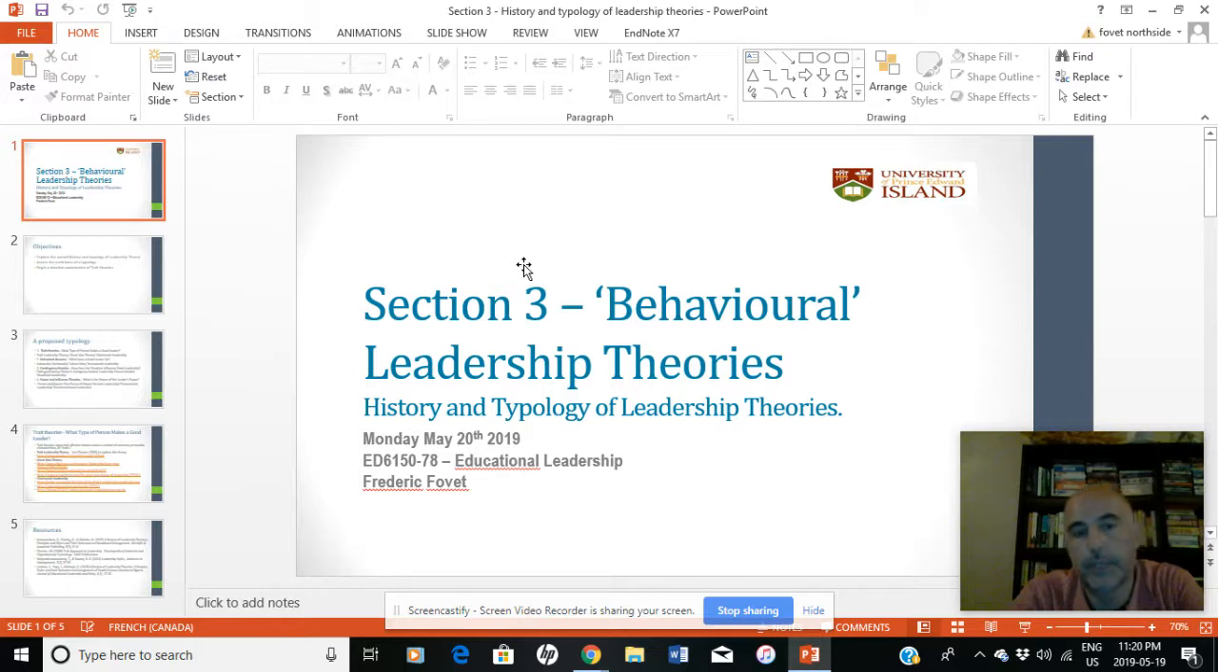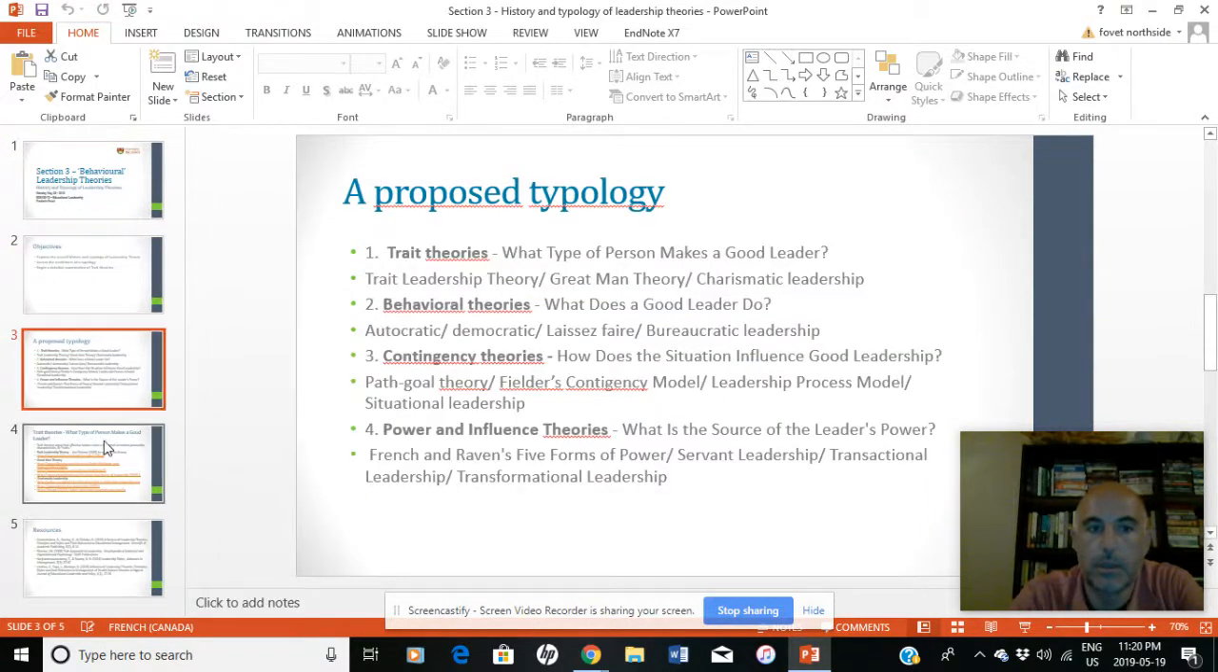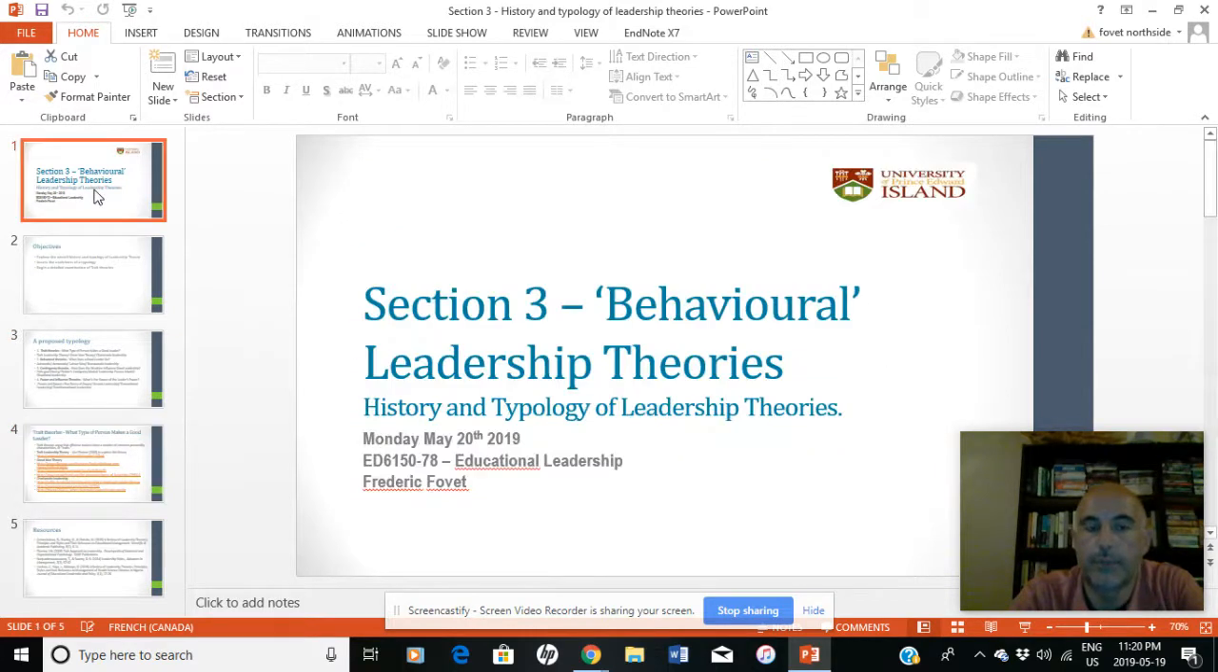What I'm trying to do today is really just give you an overview and orientate you through the structure of these 3 classes that we're having, where we're going to look at the typology of these sections of the course.